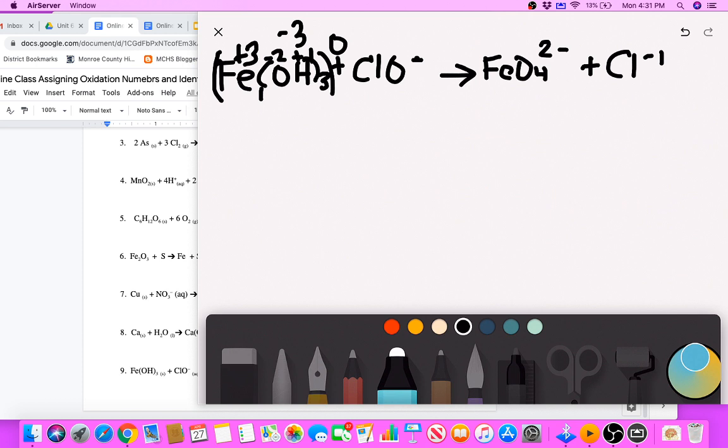Another way that you can look at this: we have one iron, which is +3. We have 3 hydrogens, which is +3. Then 3 oxygens at -2 each would give us -6. So +3 and +3 is +6, plus the -6 gives us the overall charge of 0 for the compound.